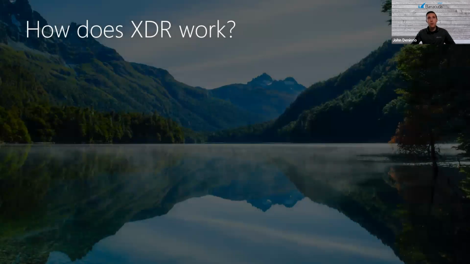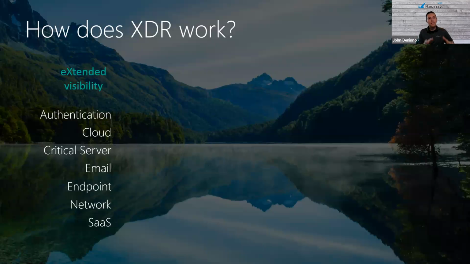So how does XDR work? Again, we're gaining that extended visibility. We're going to want to tap into as many different data sources as possible. That way we can get as many puzzle pieces and really get the big picture of what's going on in a particular environment. So you can see here, we're going to tap into authentication activity, cloud, critical servers, email logs, right? One of the number one attack vectors is going to be email, so having that information is critical as well.